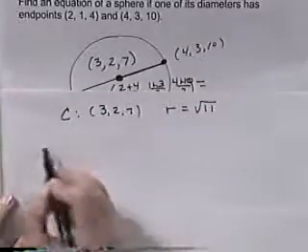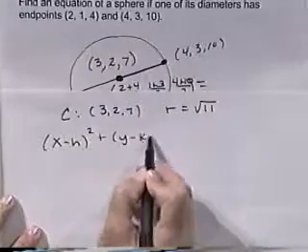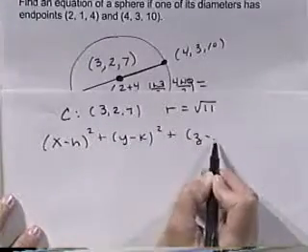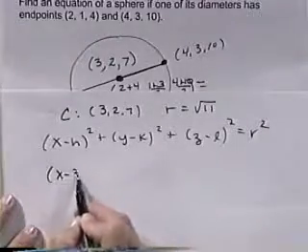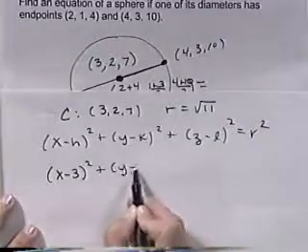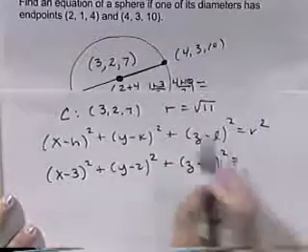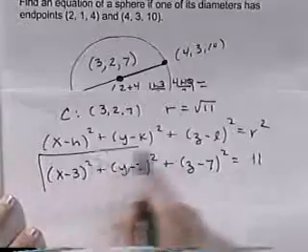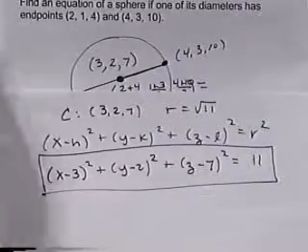And just plain plug in, my equation is (x minus h) squared plus (y minus k) squared plus (z minus l) squared equals r squared. So I'm going to have (x minus 3) squared plus (y minus 2) squared plus (z minus 7) squared equals my radius squared, which is 11. And that will be the equation of my sphere.